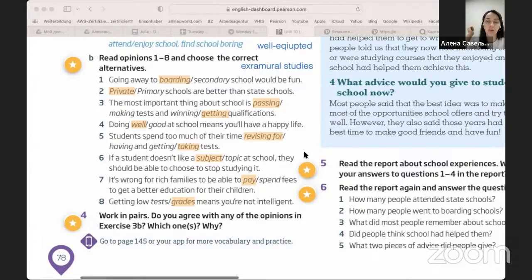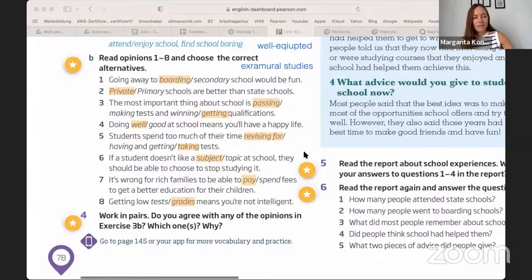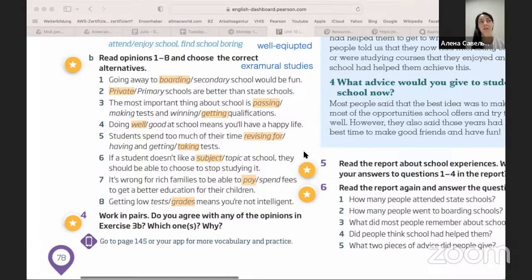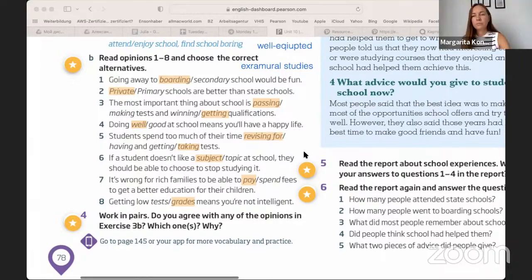Getting low grades means you are not interested. No, I disagree. Because, for example, I know a lot of men and women who got low grades at school, but they are smart and clever persons in adult life. Yeah, that's right.